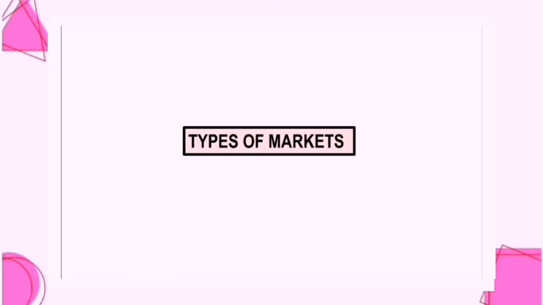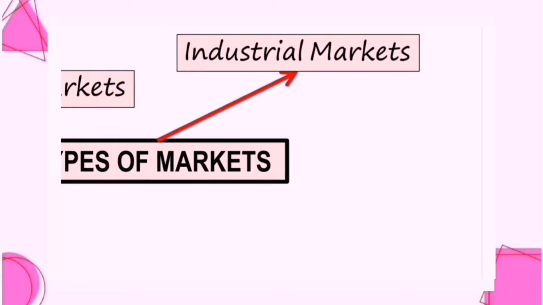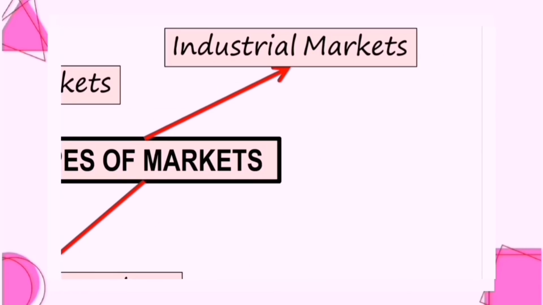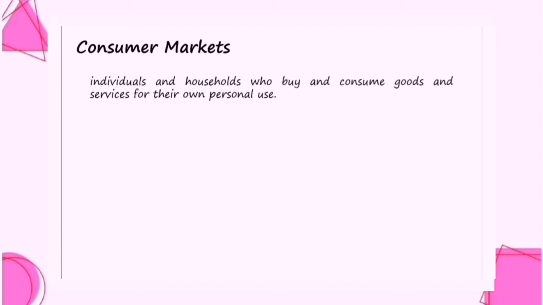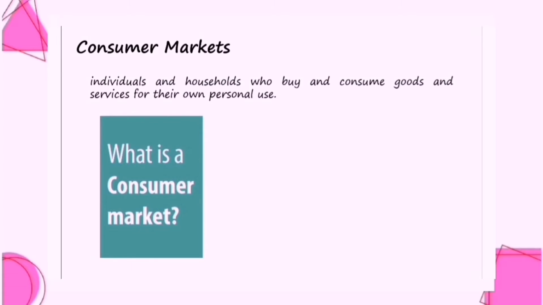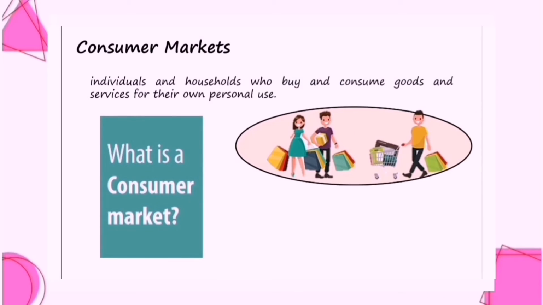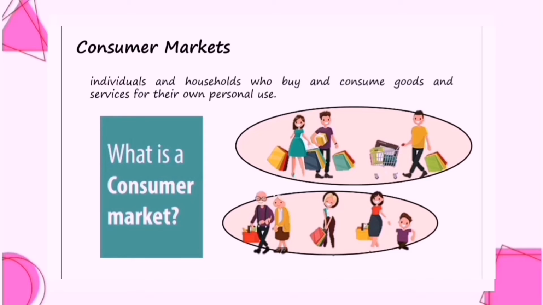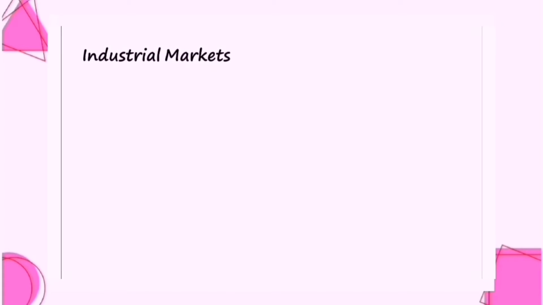There are 4 different types of markets. So these are the consumer markets, industrial markets, institutional markets, and the reseller markets. In consumer markets, individuals and households buy and consume goods and services for their own personal use. They are not interested in reselling the product or goods that they buy, and they are not setting themselves up as a manufacturer. So in consumer market, sila yung mga consumers na bumibili ng mga products or goods for their own personal use only.